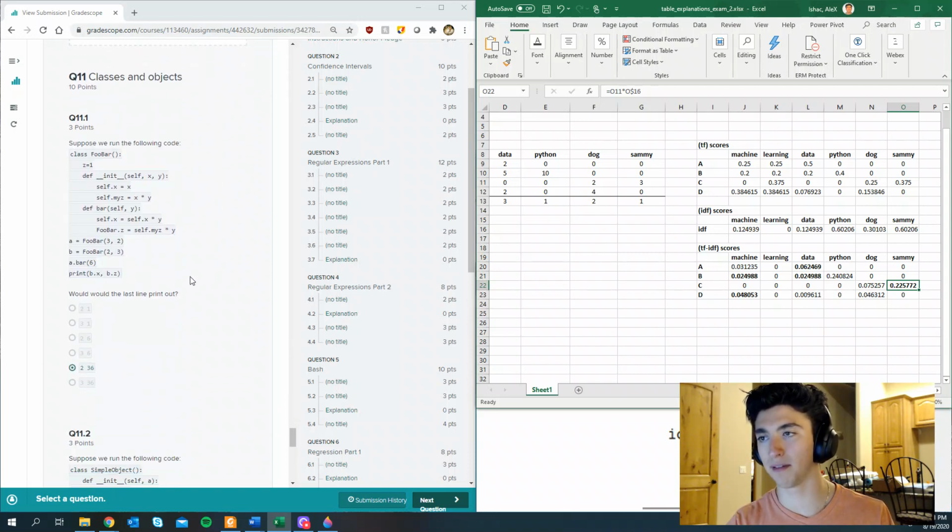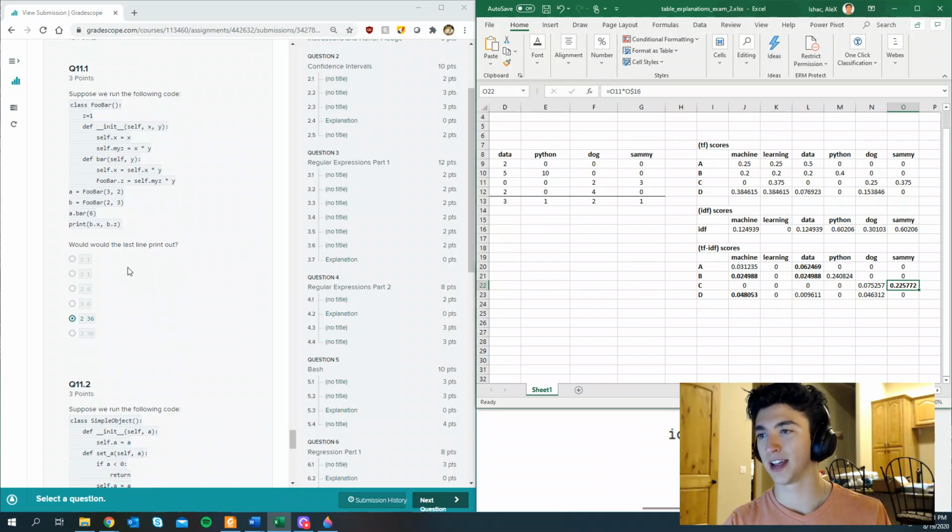Let's move on to 11. Last one. So suppose we run the following code, and what would this last line here print out? This print b.x b.z. Well, the answer is 2 comma 36, or 236, no comma, just 2 space 36, right?